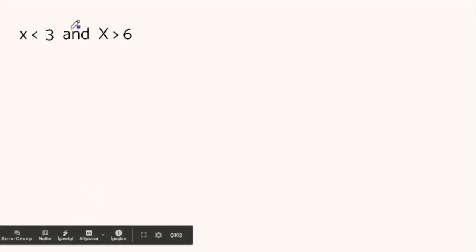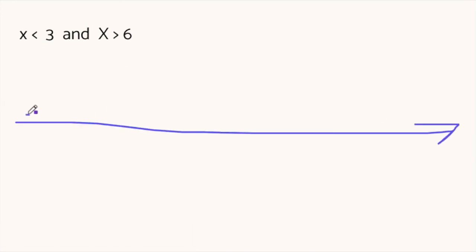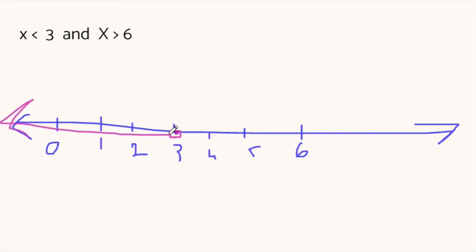Another example we have is with "and", same numbers. You put the number line in. And this is going to be an important question because we're going to be using the facts we learned in the previous slides. Okay, let's start by putting 0 in. 0, 1, 2, 3, 4, 5, 6. x is less than 3, again, open circle, line to the left. x is greater than 6, open circle, greater than.